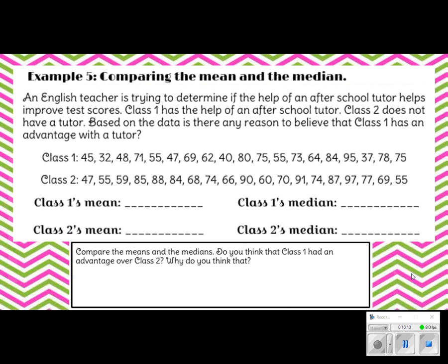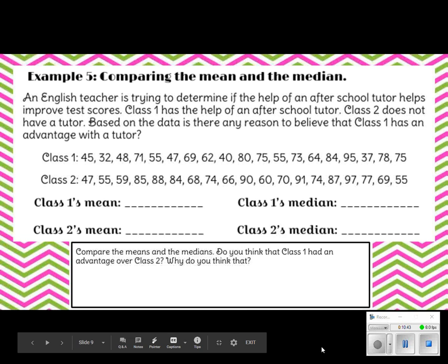Now, if we have to compare the mean and the median for 2 different groups, you're going to have to do them separately. You could put class 1 into L1 and class 2 into L2, but be very careful because then you might end up feeling like you have to do two variable statistics, which is not what this is about. The other thing is that when you go to do the one variable statistics for class 2, you would have to change the L1 to an L2.